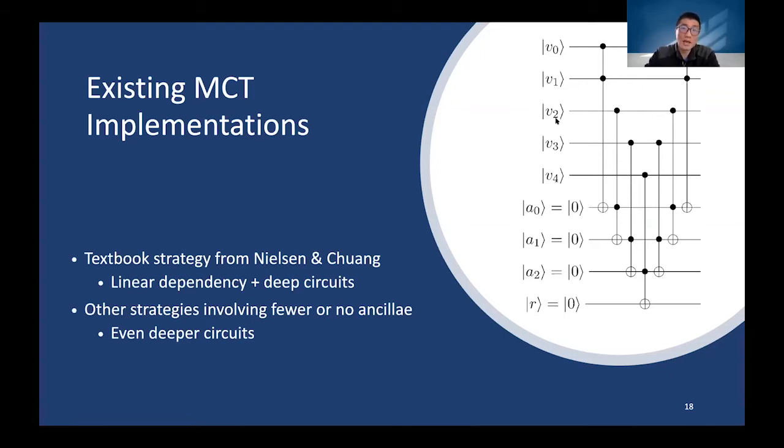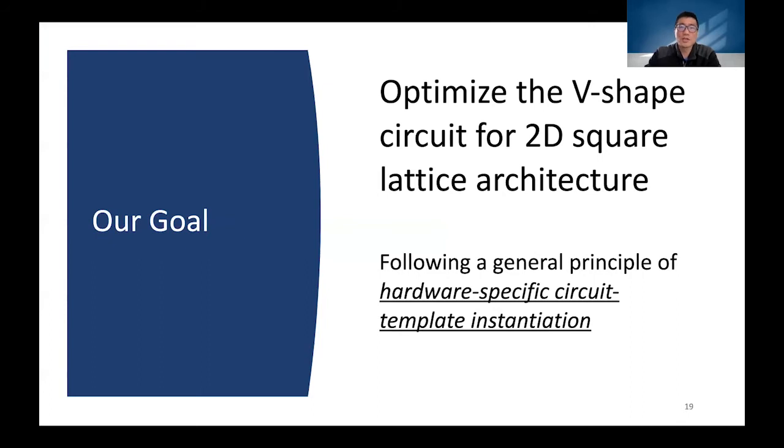If you look at the other end of the spectrum, there are other strategies for implementing MCT gates, but they involve even fewer or no ancillary qubits. The good side, of course, is that they require a smaller number of qubits, but they produce even deeper circuits than the simple linear V-shape implementation strategy. That goes against our desire to produce shallower circuits. So our goal for this work is to take the textbook V-shape implementation and try to optimize it for a 2D square lattice hardware architecture.